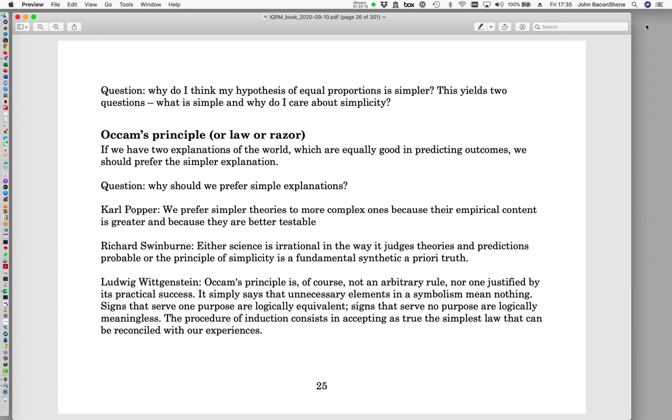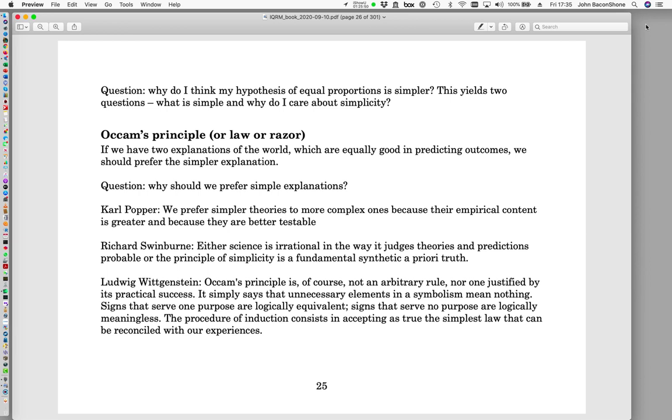So then he says, "Signs that serve one purpose are logically equivalent, signs that serve no purpose are logically meaningless." So again, the last part is basically saying, if I don't need something, then it's logically meaningless. And then finally, he basically restates Occam's principle in an interesting way. He says the procedure of induction, so he's basically turning Occam's principle into what induction means. He's saying induction means, in effect, if we accept Occam's principle, that we should accept as true the simplest law that can be reconciled with our experience.